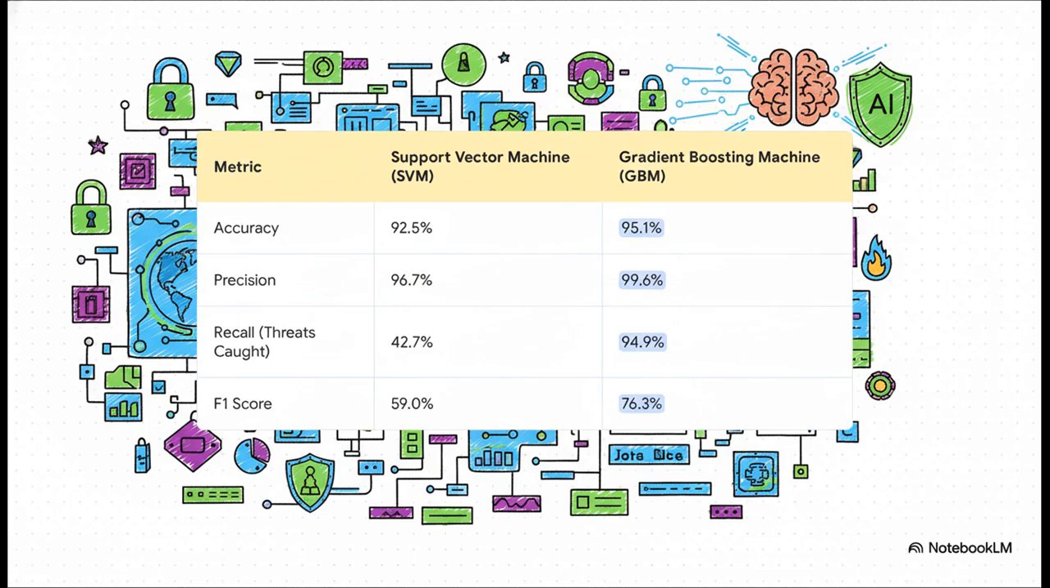Okay, let's break down the results. The two AIs they tested were a support vector machine, or SVM, and a gradient boosting machine, GBM. And as you can see, the GBM model pretty much cleaned up. It was more accurate, it was more precise. But hold on, there is one number on this chart that is way, way more important than all the others.